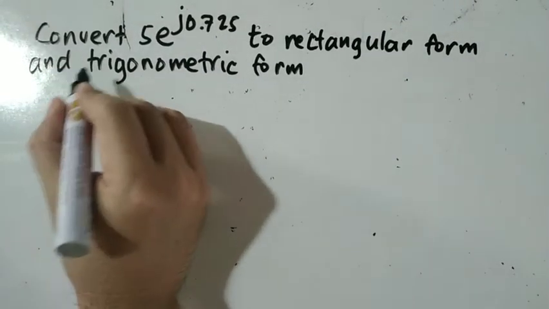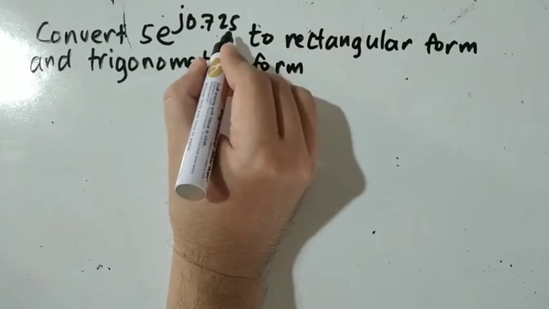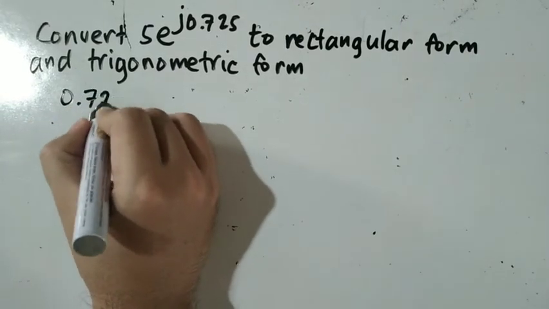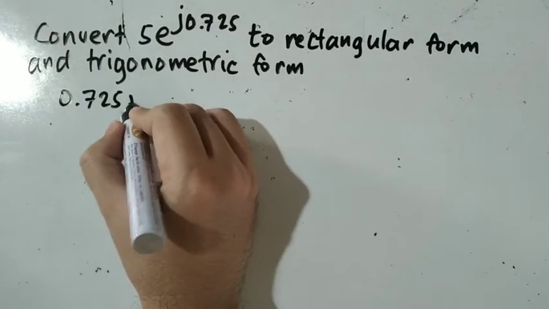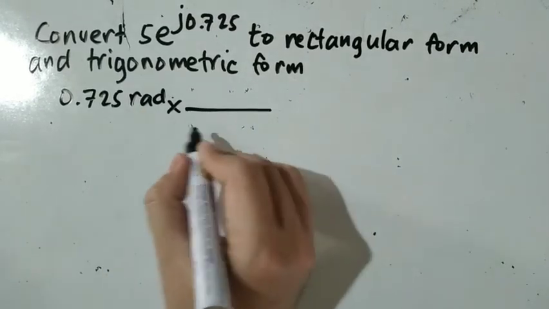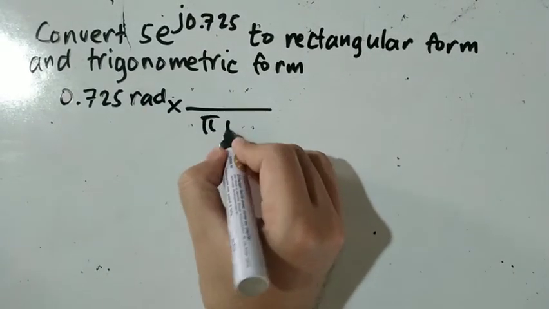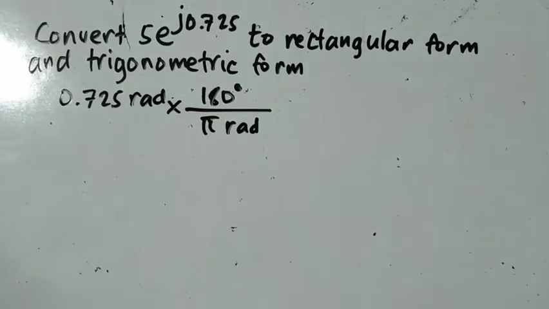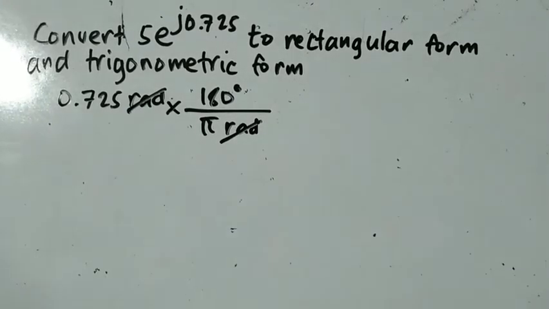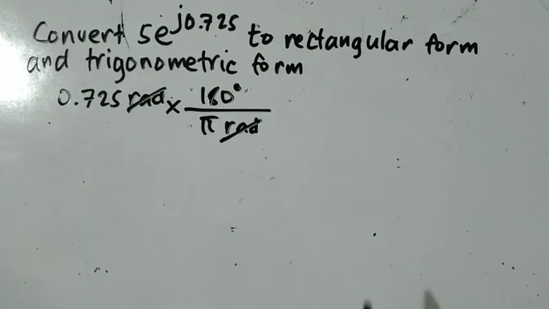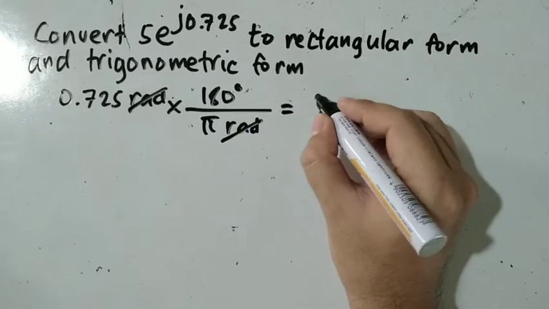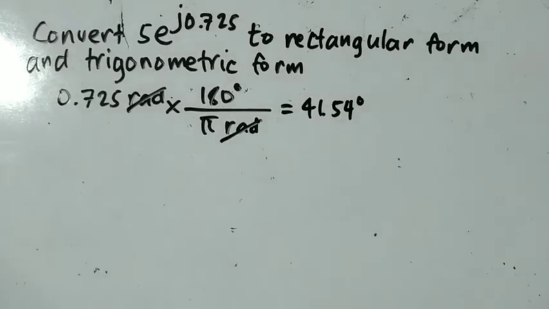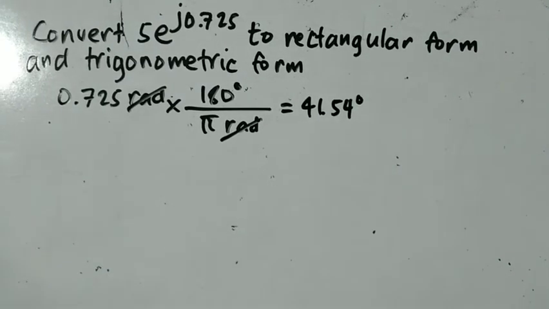So we know that 0.725 is in radian, so we have to convert it into degrees first. So that is 0.725 in radian, and converting it to degrees, we have pi radian in the denominator and then 180 degrees in the numerator. So cancel these units, and using your calculator, we have 41.54 degrees. Alright, 41.54 degrees.